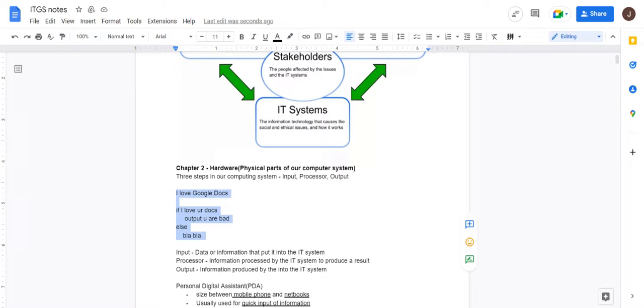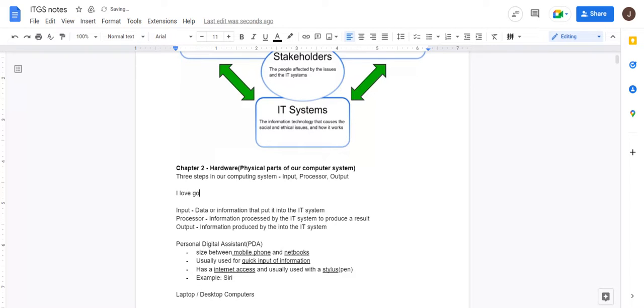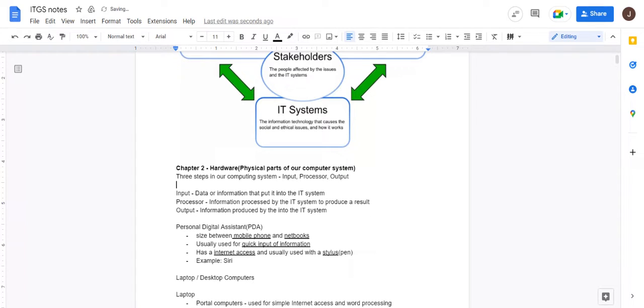So for example, let's reuse the example of I love Google Docs, right? When I type it, the thing that will pop out is, I can see that the I love Google Docs is shown on the screen. That is the output. Because when I type it, the system makes a judgment that the thing I typed should be shown on the docs. So that is going to be the output because it is shown on the Google Docs. Okay, it is the information produced through the IT system.